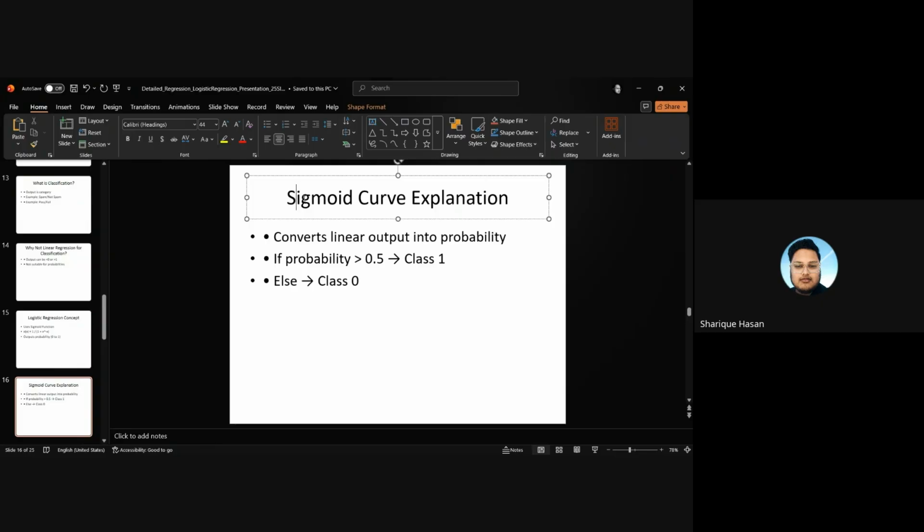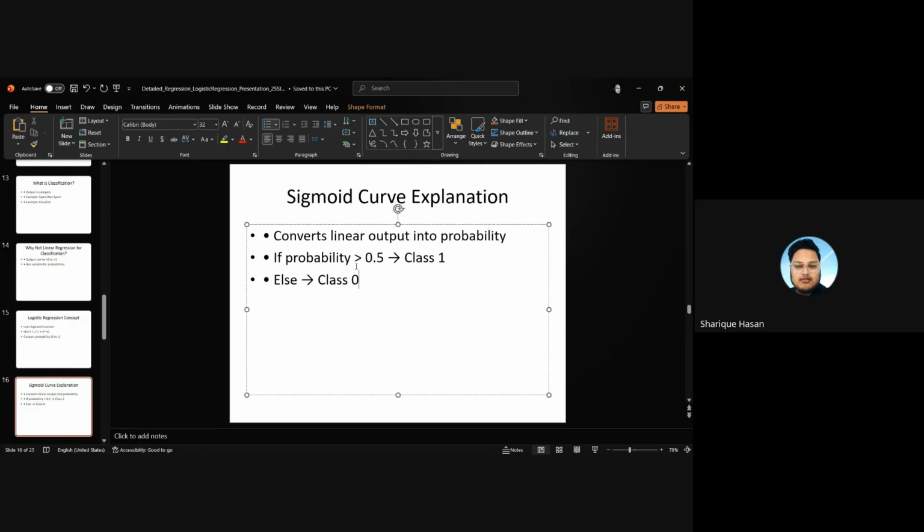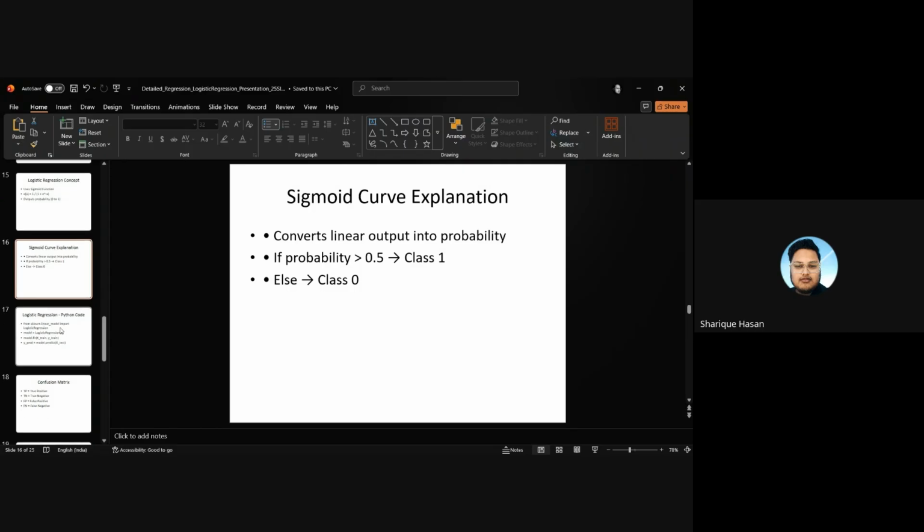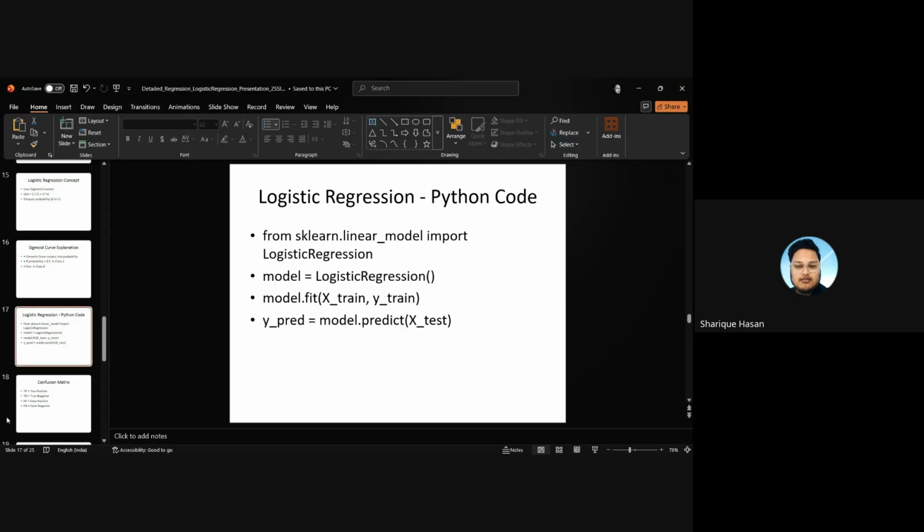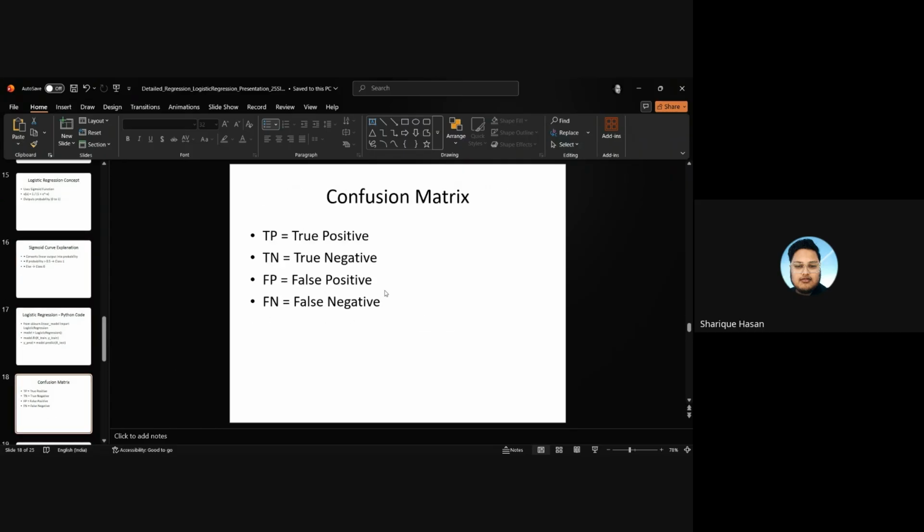Then we have the sigmoid curve explanation, which converts the linear output into a probability. Logistic regression means converting a simple linear output into a probability. If the probability is 0.5 or more, then class 1, else class 0. Then you have the Python code for this also.